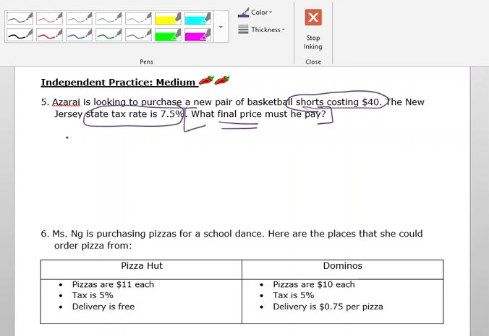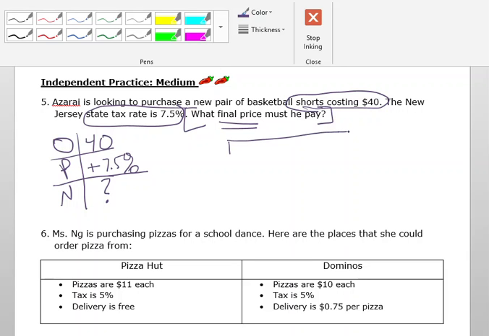Okay. So my original, my percent, and my new. So my original here is $40. My percent is an increase, 7.5%. And my new is what I'm trying to figure out. What's my price?